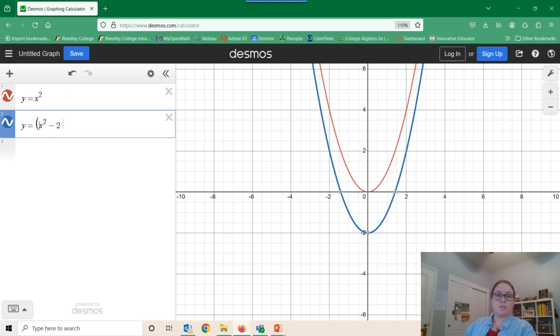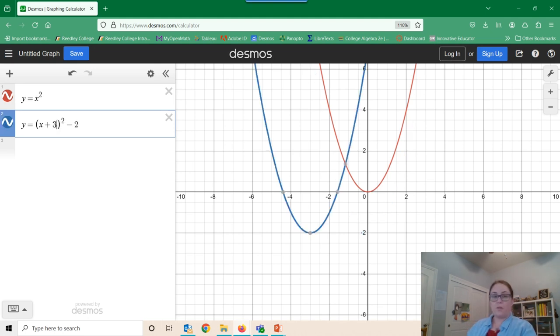Now I want to also do the horizontal shift. So I'm going to go plus 3. And now I can see, okay, it went down 2 and to the left 3. Finding some critical points like where it goes to the origin here is a great way to get that sketch. So I usually start with a sketch of the parent function and then do the shift. And so I get this one here.